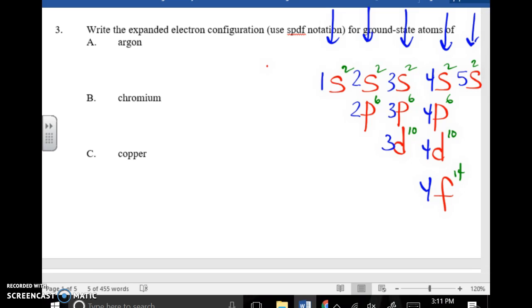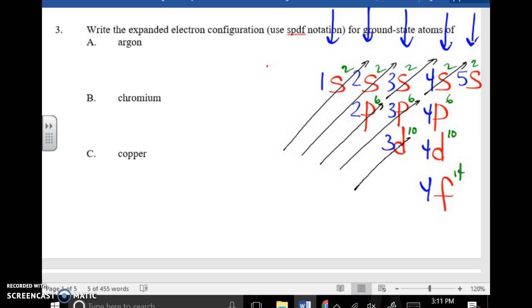Now remember, we're going to follow a diagonal path. First, we fill up the 1s, and then we fill up the 2s. We fill up the 2p, and then the 3s. We then fill up the 3p, the 4s. Then we go and we can fill up the 3d, and maybe we'll get to the 4p, and the furthest we'll go is to the 5s.